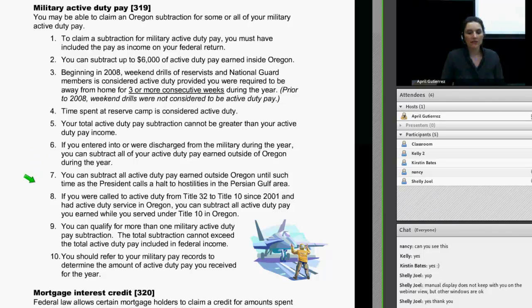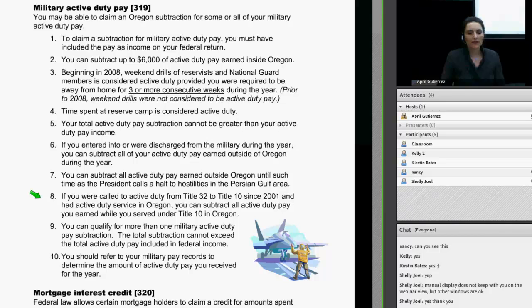If you entered into or were discharged from the military during the year, you can subtract all of your active duty pay earned outside of Oregon during the year. You can subtract all active duty pay earned outside Oregon until such time as the President calls a halt to hostilities in the Persian Gulf area.